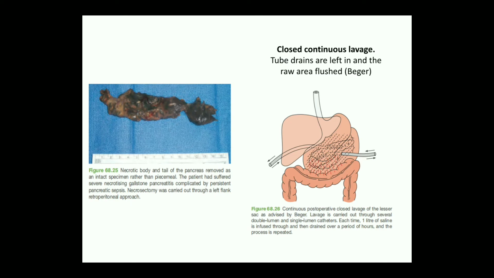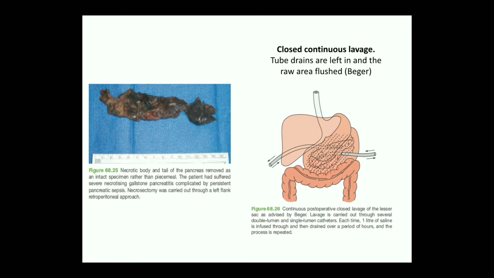So in the first figure, we can see the necrotic body and tail of the pancreas removed as an intact specimen rather than piecemeal. The patient had suffered severe necrotizing gallstone pancreatitis complicated by persistent pancreatic sepsis. Necrosectomy was carried out through a left flank retroperitoneal approach. And this is Beger's technique which I was talking about, which we do after the surgical necrosectomy.